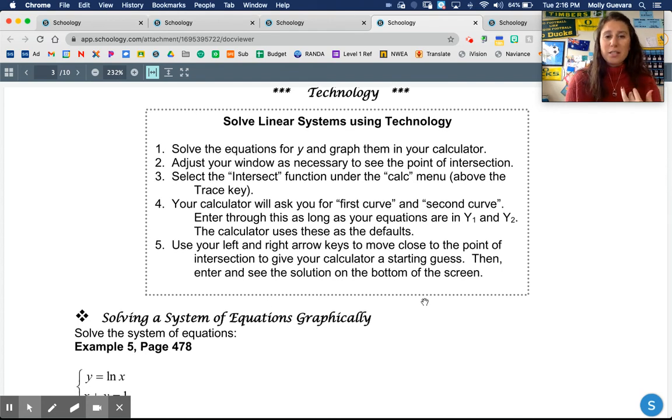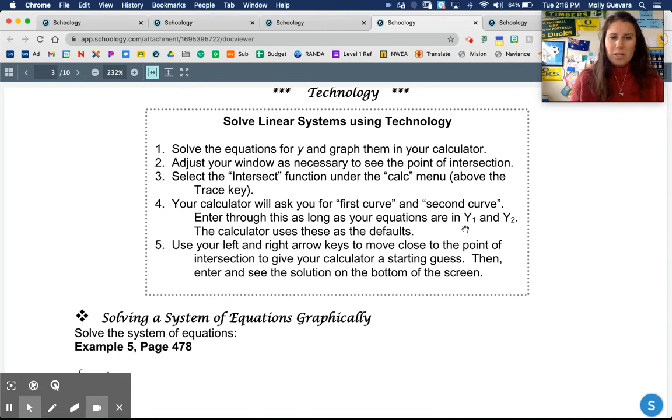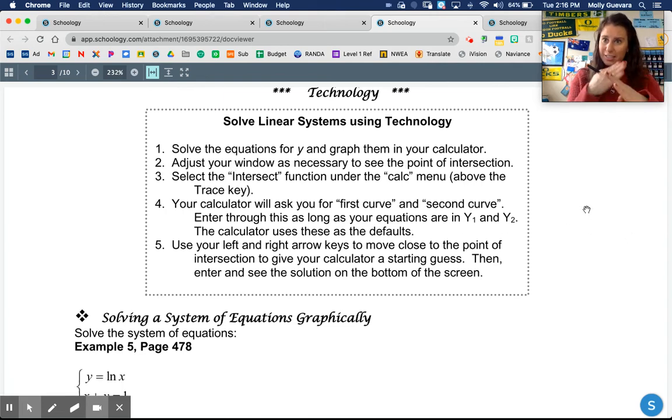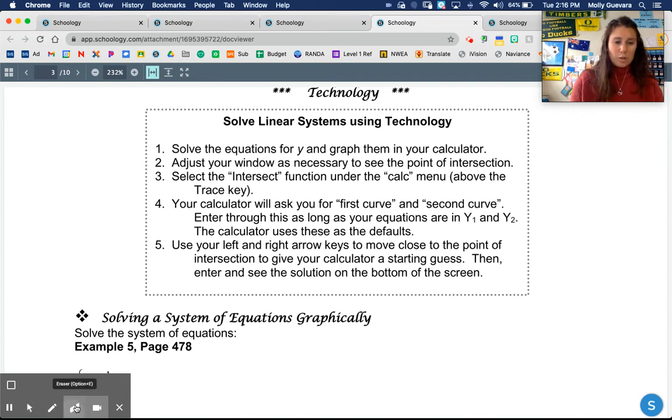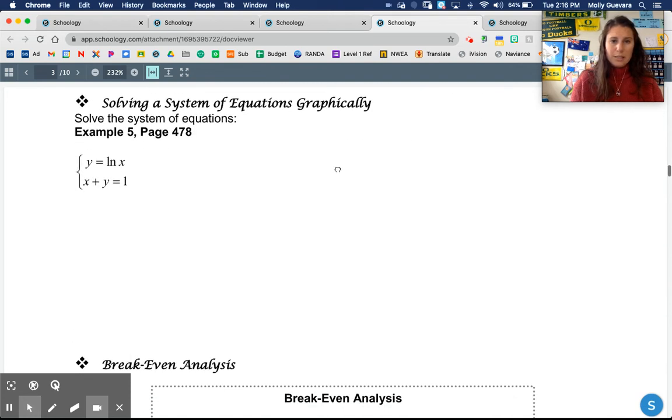Okay, so step one says solve the equations for y, so you want to get both equations equal to y so that you can enter them into your calculator. Step two, always make sure that you adjust your window if you have to so that you can actually see the points of intersection. Then you're going to go second calc or second trace, and select intersect, which is number 5, like what we wrote down earlier. Then you do your first curve, your second curve, and then guess, and then find that point of intersection. So we're just going to practice that here.